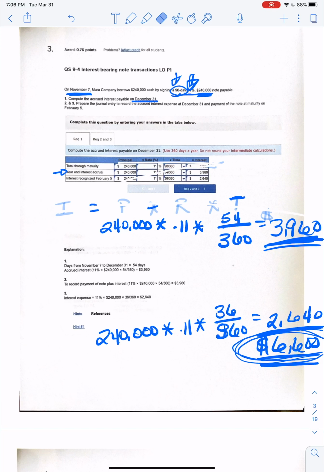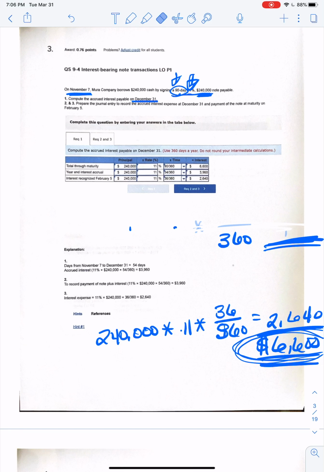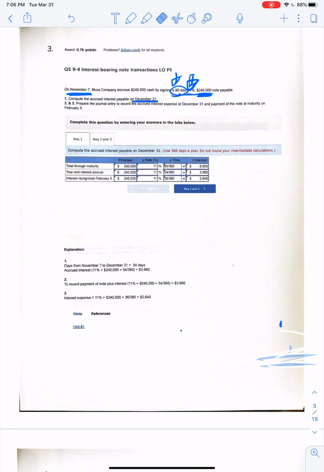Now that we've seen where all these numbers come from and how we get them, we're going to look at the journal entries that associate with these calculations. The way I'm going to do this is I'm going to say the first journal entry I need to look at is the one made on December the 31st.